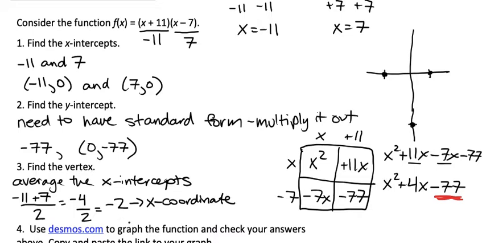In order to get the y-coordinate of the vertex, I need to plug that in either to my original function, or I could plug it into the one that I wrote in standard form. I'll plug it into my original function. So f of negative 2 is negative 2 plus 11 times negative 2 minus 7, which is 9 times negative 9, which is negative 81. So this is my y-coordinate.